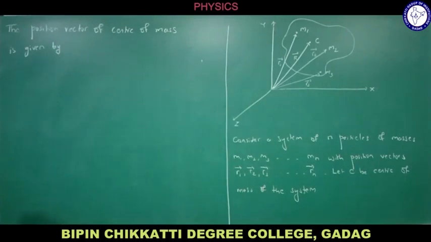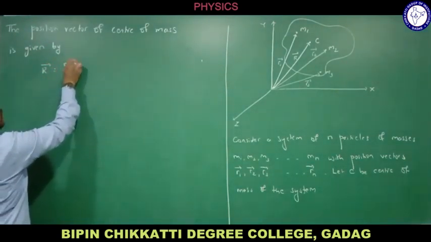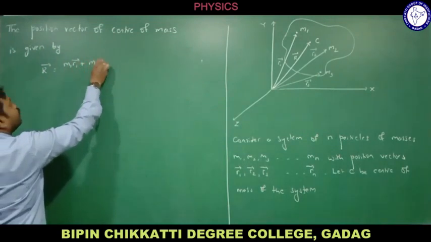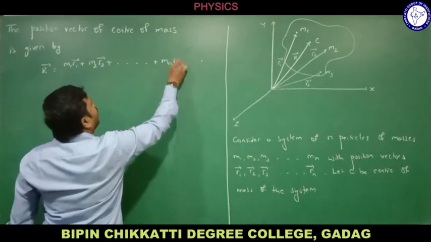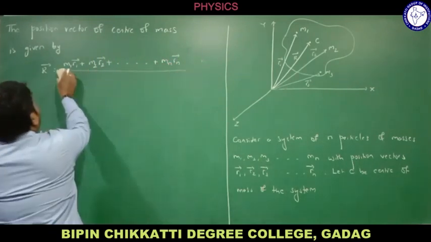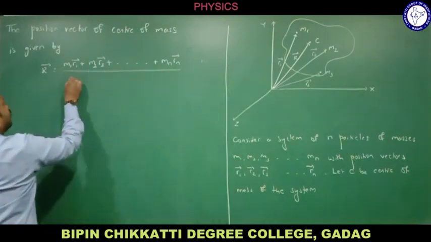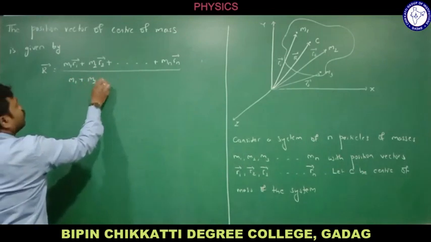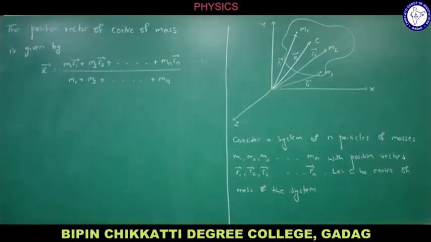What is the position vector of the center of mass? That is r vector. How to calculate? m1 r1 vector plus m2 r2 vector plus dot plus mn rn vector, whole divided by m1 plus m2 plus dot till mn. This is how the position vector of the center of mass is given, that we have already studied.